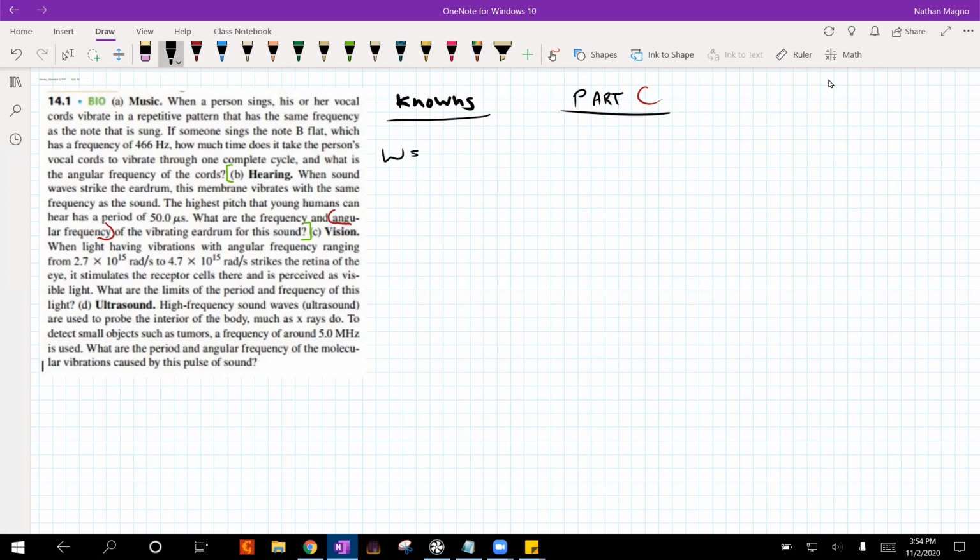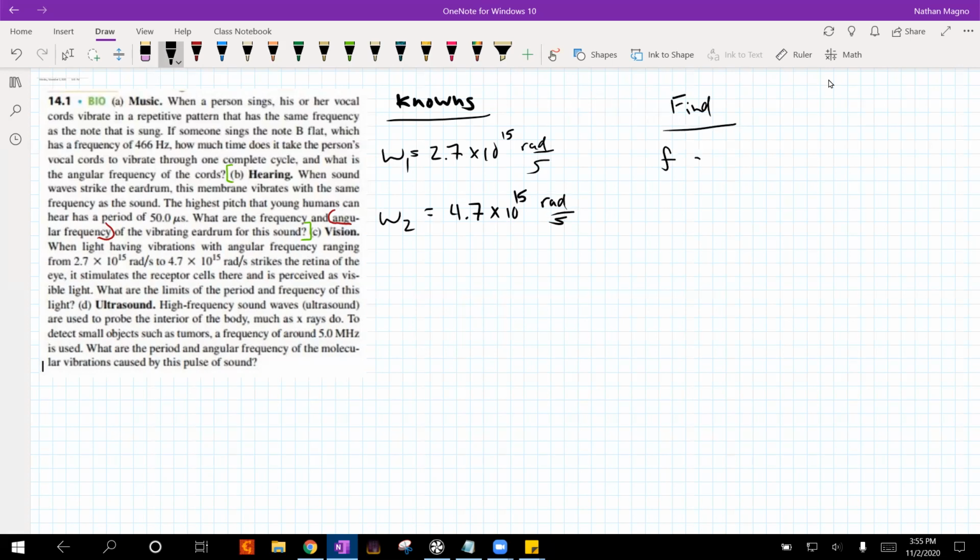So omega 1 equals 2.7 times 10 to the 15 radians per second. And then we'll have omega 2 equals 4.7 times 10 to the 15 radians per second. And what we want to do is isolate f, the frequency range of the light that's visible to humans.